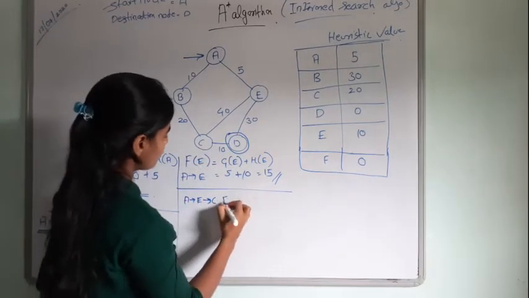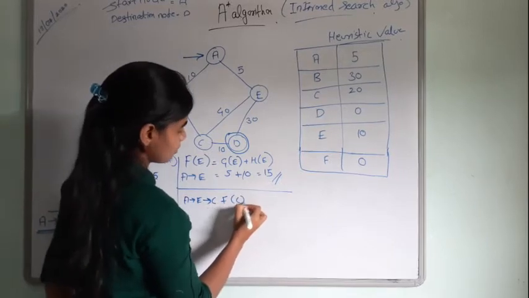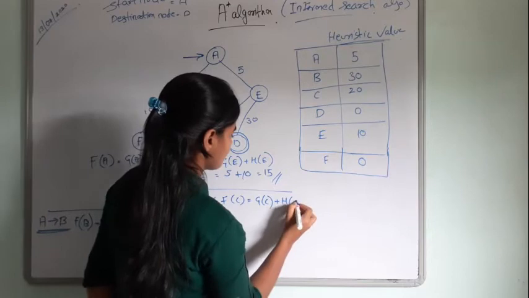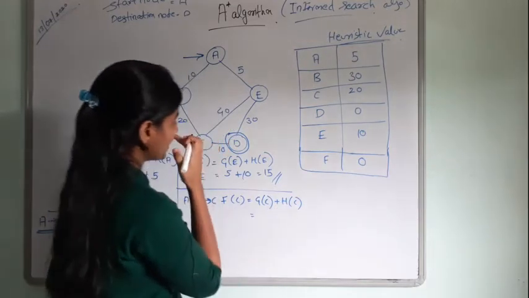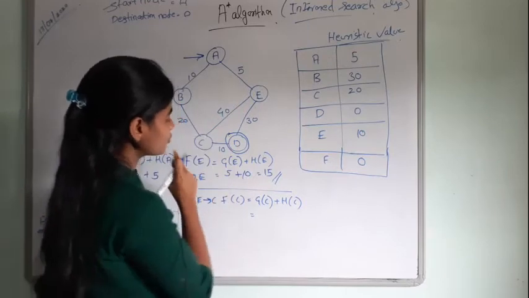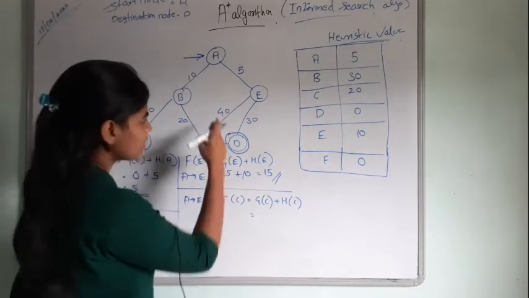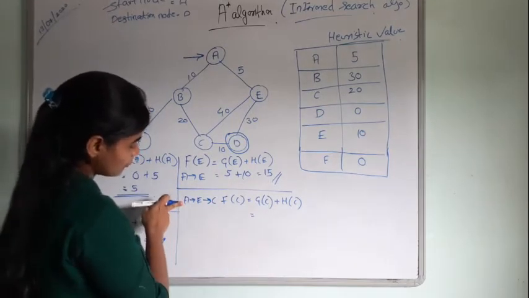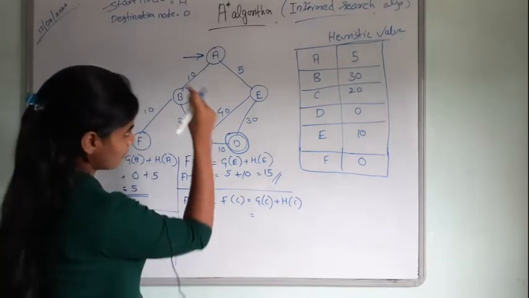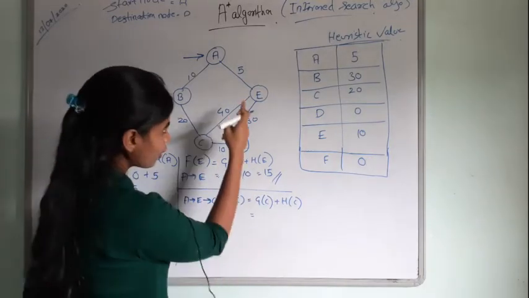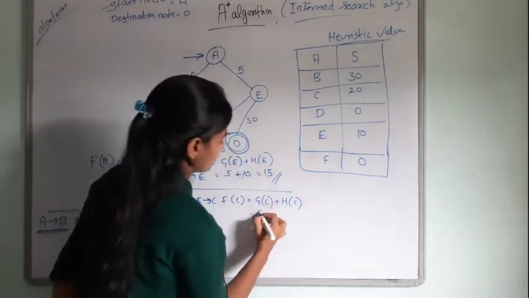So f of c is equal to g of c plus h of c. What is g of c? 5 plus 40. Why am I taking 5 and 40? Because g of c is computed from the start node A, so from A we have to take the cost of the node from one part to the other. So the cost here is 5 plus 40.